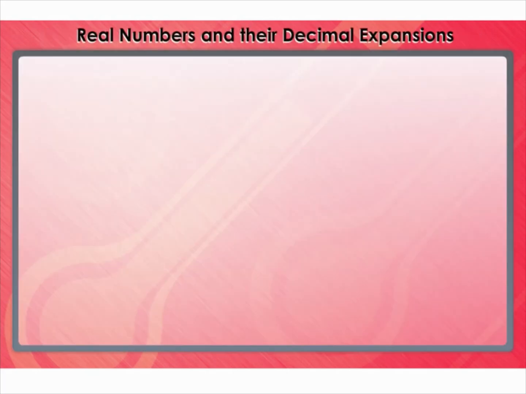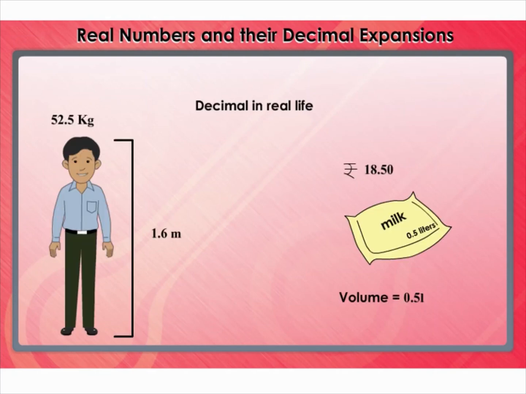Real numbers and their decimal expansions. Decimals in real life. We cannot forget the decimal numbers. We always use decimals, like prices of various things. For example, milk pouches for rupees 18.50, weight, volume, and even height are written in decimals. Height of this person is 1.6 meters and his weight is 52.5 kilograms. The volume of this milk packet is 500 ml or 0.5 liters.